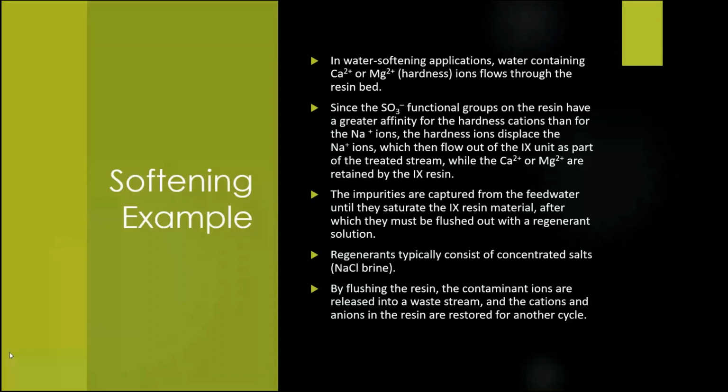Once the resin is exhausted, the process can be reversed via regeneration. In this case of softening, a concentrated sodium chloride brine is used to release the captured ions and restore the functional groups to their original state.